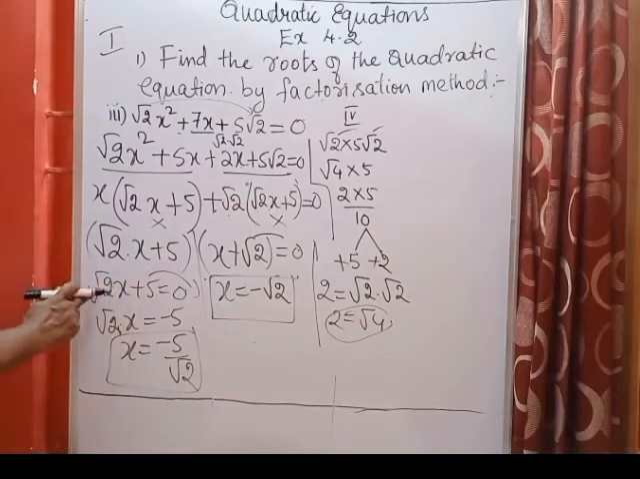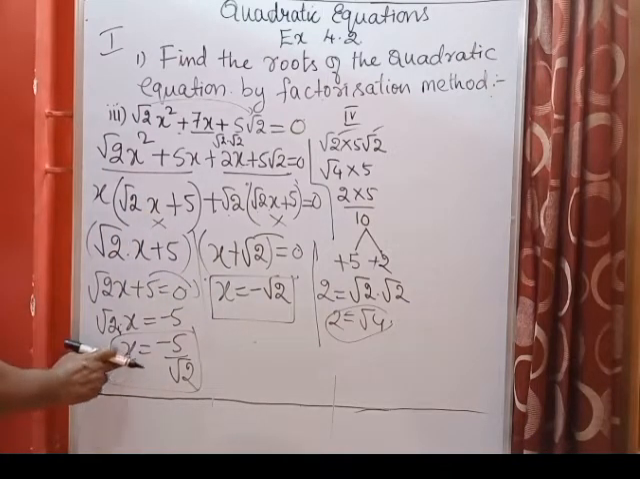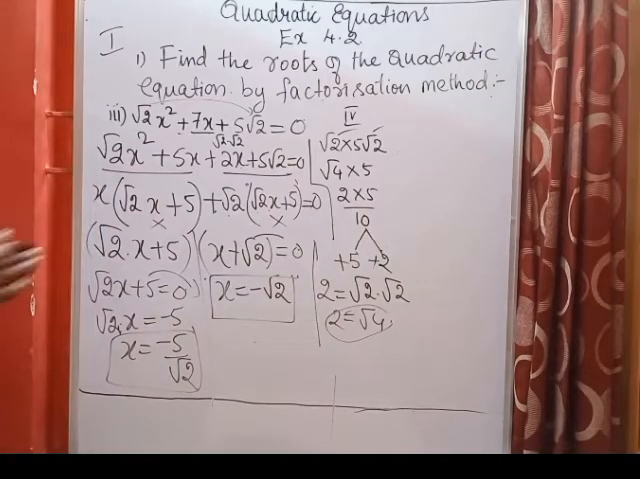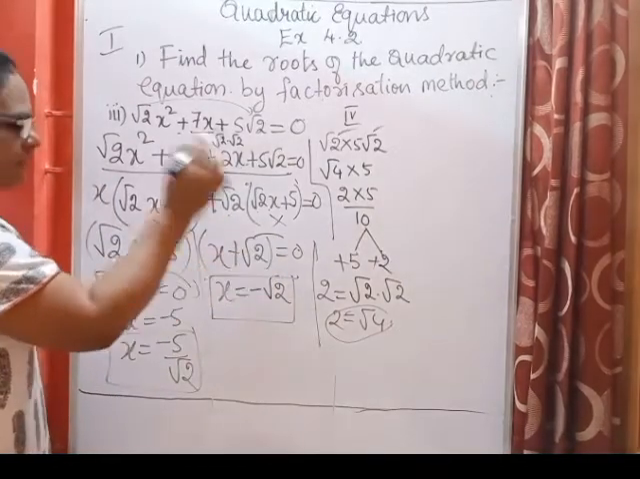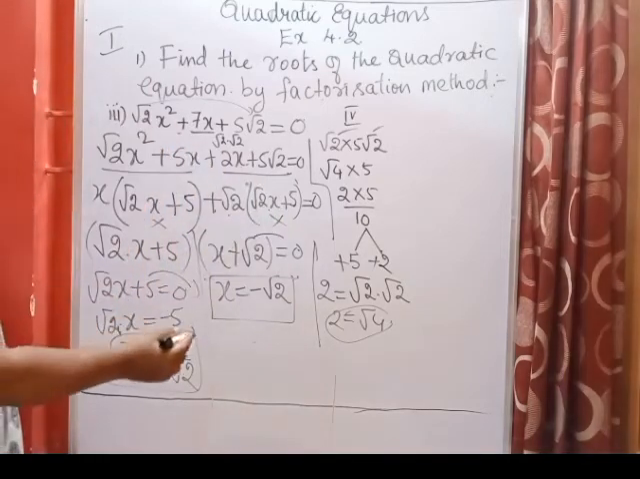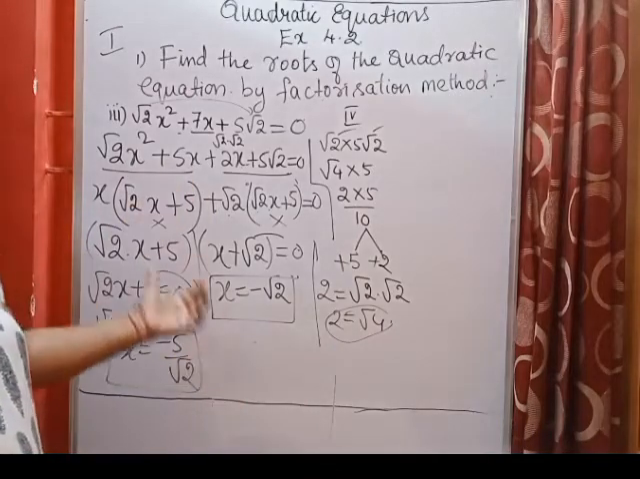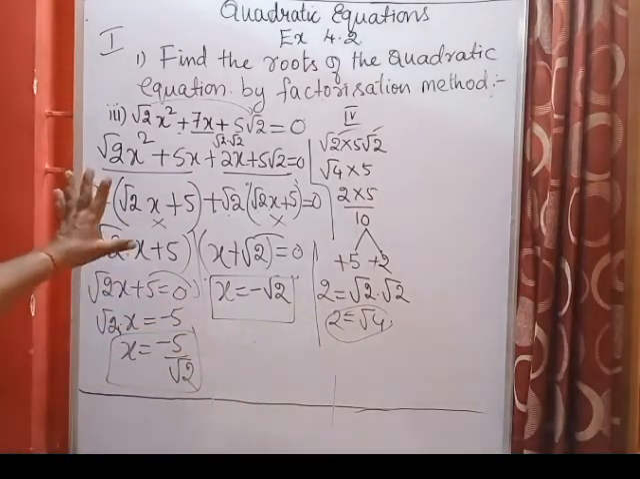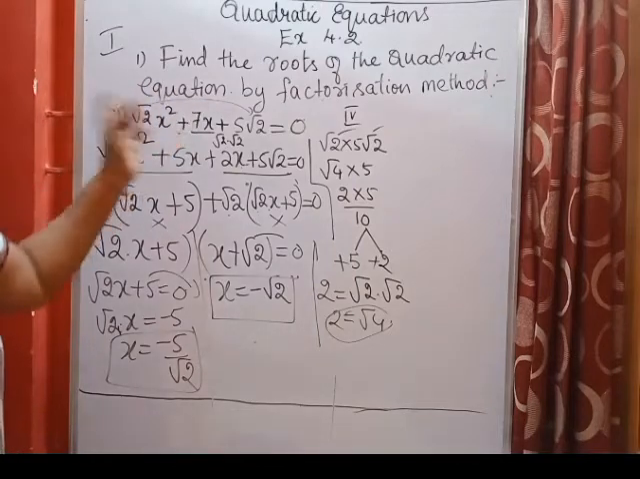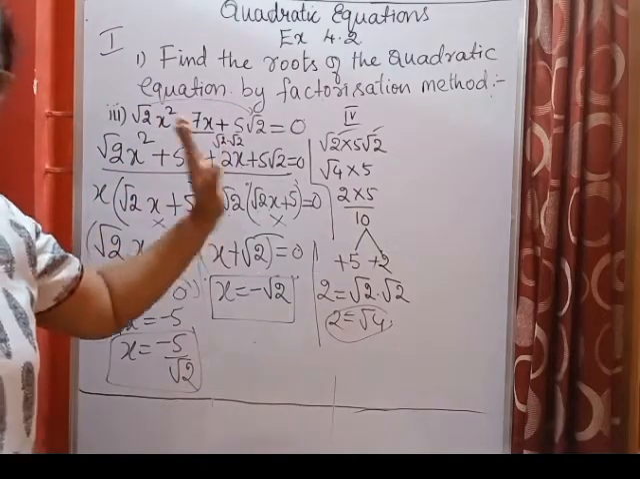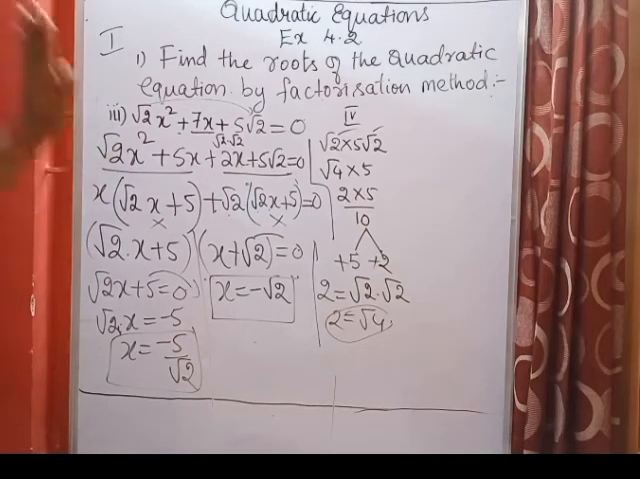So now root 2 into x plus 5 is equal to 0. Root 2 into x is equal to, shift here. That becomes minus 5. I want only x, so x is equal to minus 5 by root 2. Here x plus root 2 is equal to 0. Simply shift root 2 to that side. That will give you x is equal to minus root 2. Okay, this is how you can solve the problem of this type. If you have roots, it is simple, you will get the whole number by multiplying. Don't worry. And this is how you can solve this type of problems.